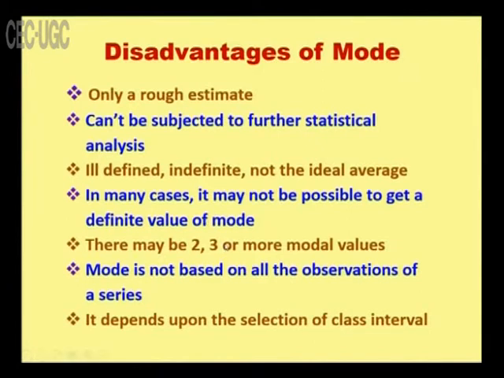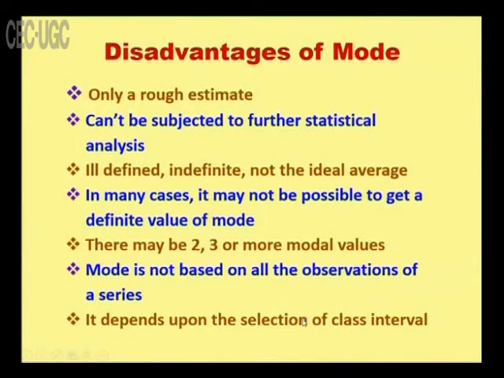There may be 2 or 3 or more modal values, and the mode is not based on all the observations of a series. It simply says which value is occurring many times, and the data set may contain 20 or 30 items. That is immaterial. It only shows which value occurs the largest number of times, and it depends upon the selection of the class interval. So, all these are the disadvantages of the mode.